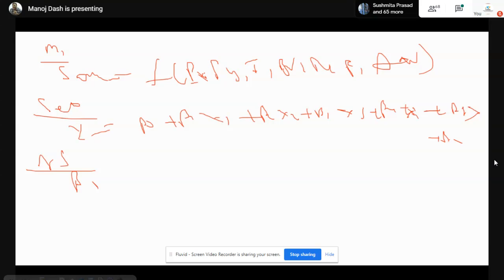If the price of X increases, sales will be negative. So I want this to be less than 0. Clear? Beta 2: if the price of Y increases, my sales will increase. Clear?